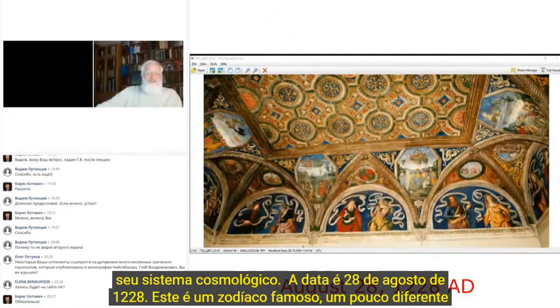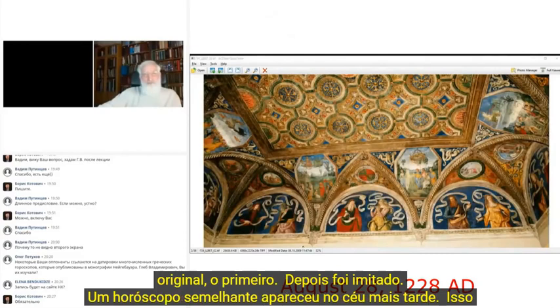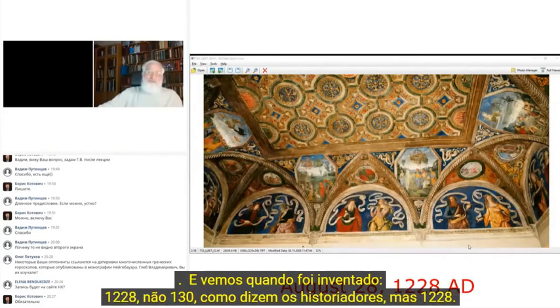This is a famous zodiac, slightly different from the others, with a characteristic structure. Many zodiacs imitated it. But this is the original, the very first. Then it was imitated. A similar horoscope appeared in the sky later. It was constantly noted. This zodiac is dedicated to the invention of the Ptolemaic cosmological system. And we see when it was invented, 1228, not 130, as historians say, but 1228.